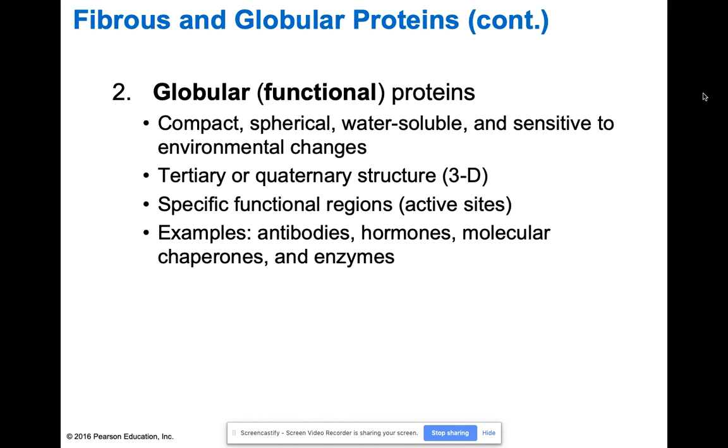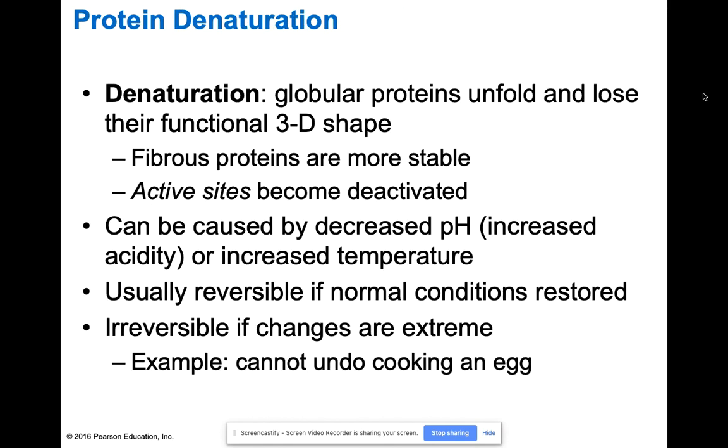They have very specific functions, and that's due to their active site. It acts like a lock and a key, where only one lock will work with one key. My car key will not open your house. Your house key opens your house. It's a very specific active site. And some examples of our globular or functional proteins are going to be your antibodies, hormones, molecular chaperones, and enzymes. And enzymes is where we're going to focus a lot.